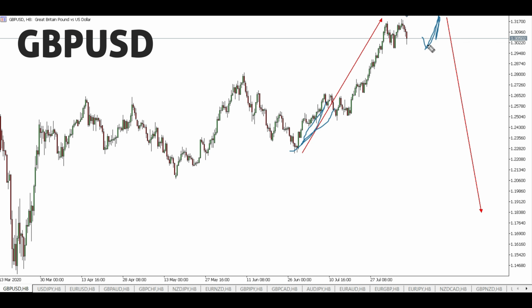Then later, when the up move is completed, we'll be getting a down move all the way up to this point here. That's what we're saying for GBP USD. We're expecting a sell move. If you manage to buy from here or from here, you can either take profit from this point, or you can just wait for structure to complete. Then you can be looking for a sell setup all the way up to this point. That's what we're expecting for GBP USD, a down move, but only after the structure is completed.